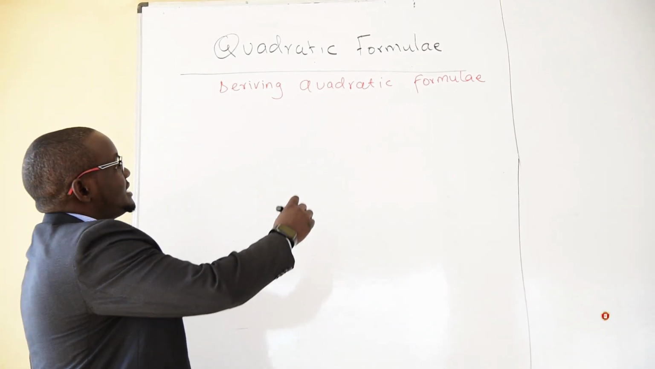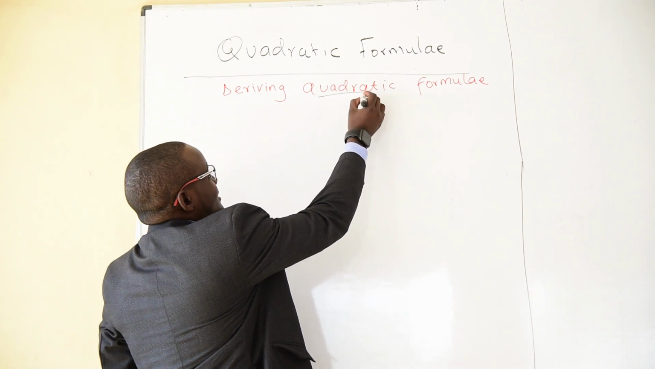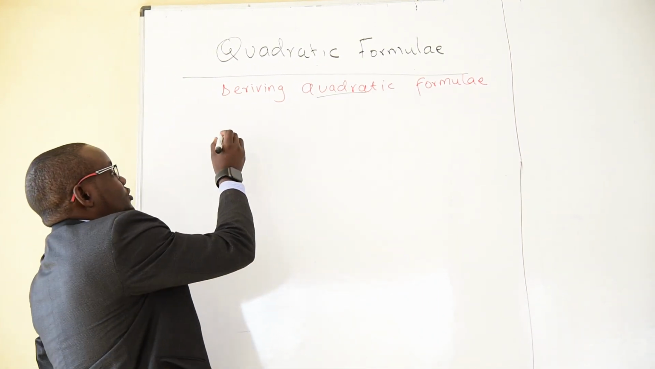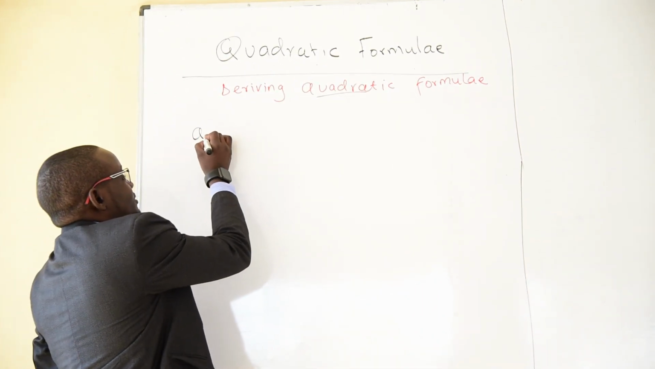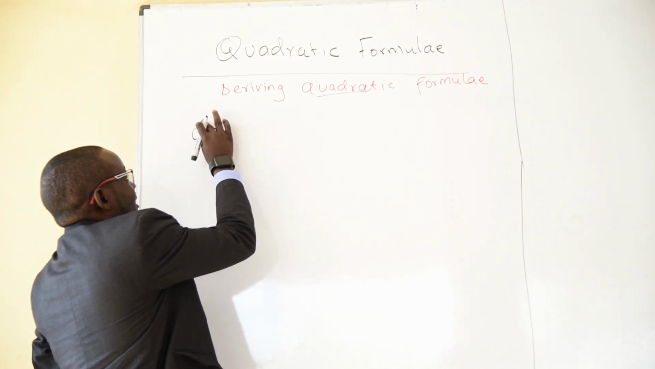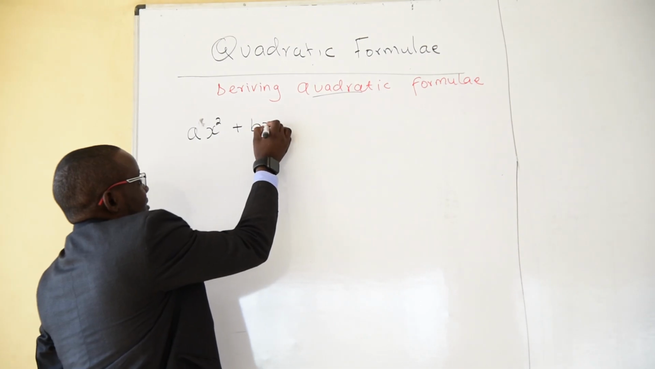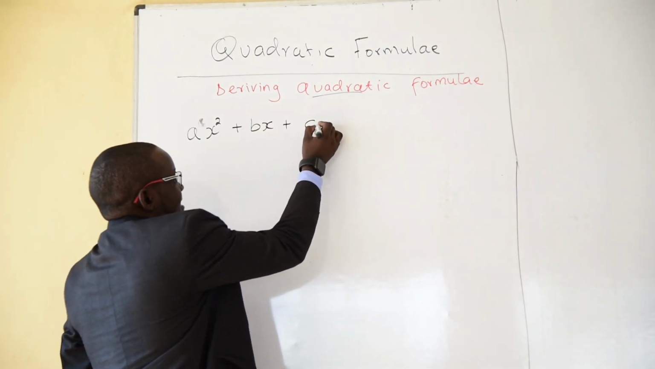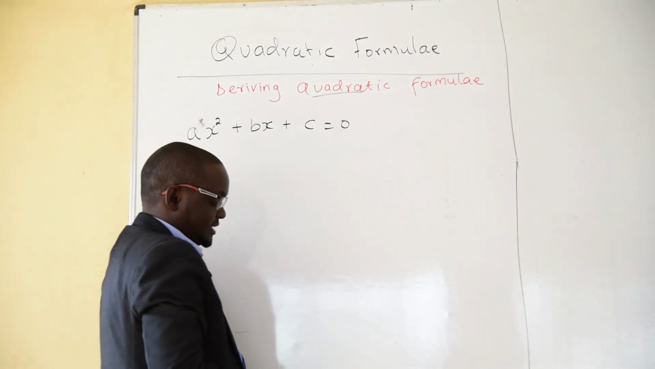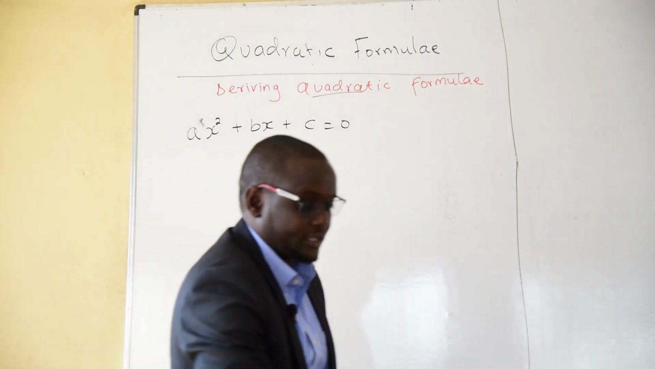When you're deriving the quadratic formula, first I want you to know what a quadratic equation is. A quadratic equation is an equation of the form ax squared plus bx plus a constant c equals 0. This is what we call a quadratic equation.